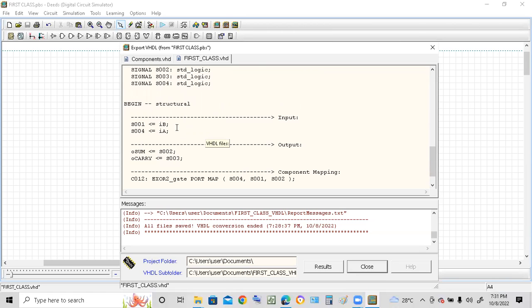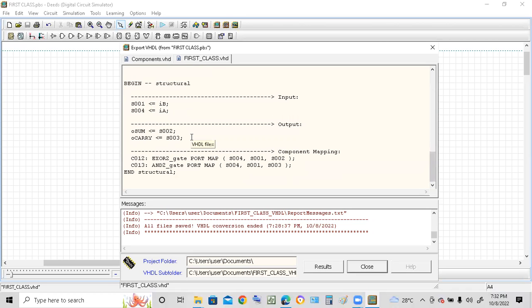A signal, input signal, S001 maps onto input B. S004 maps onto input A. The sum maps onto S002. And we realize the difference between this one and this one. With this set out, the signals are in front, because signals have to go into A and into B, don't they? But with this one right here, the signal is coming out, so it is on the left hand side. Two signals: the sum and the carry. Right? And the XOR gate's port map is 004, 001, 002.